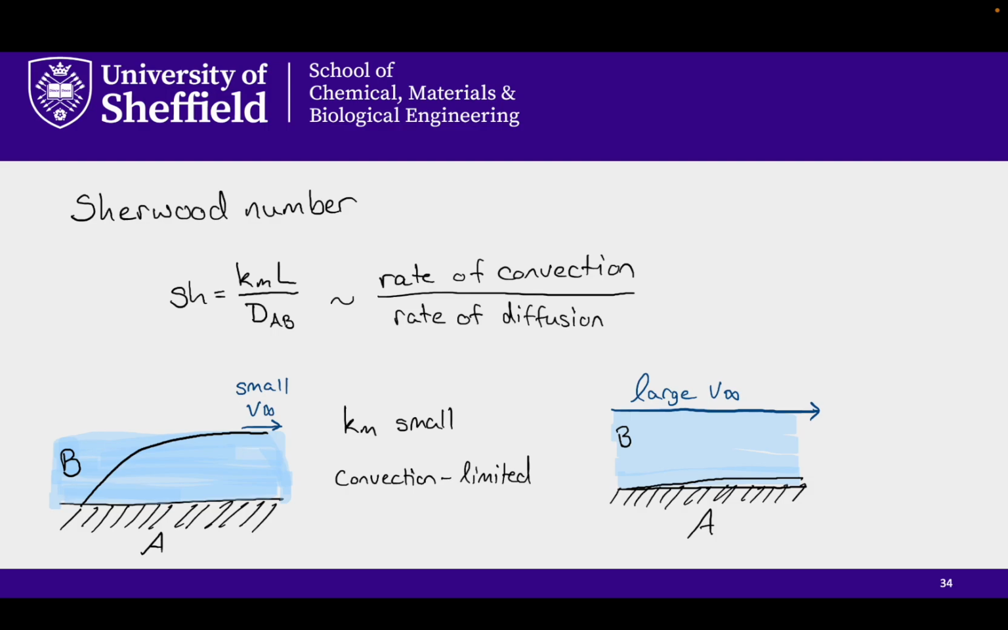Conversely, when we have a large value of the velocity at infinity, we have very fast advection. Km is relatively large, and we're in a diffusion limited regime. And so this is quite analogous to the Biot number that we saw in thermal transport.